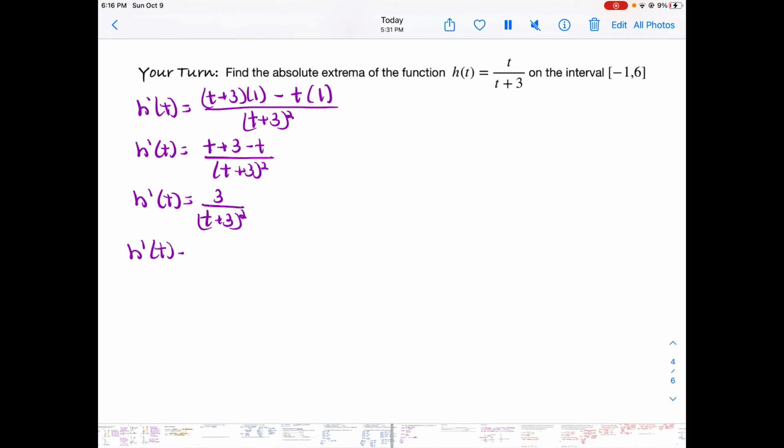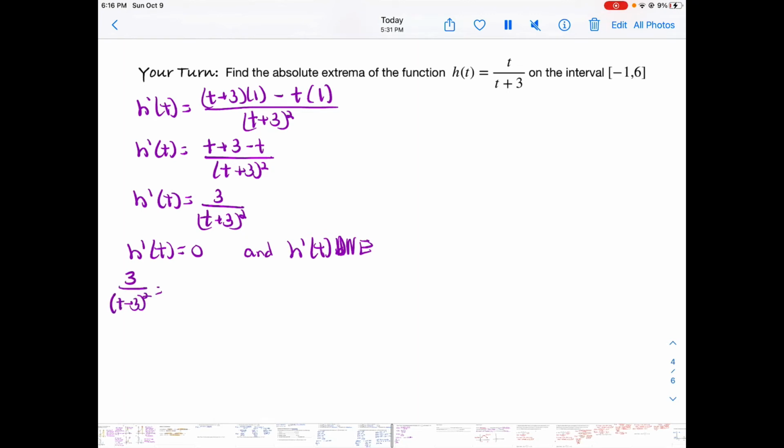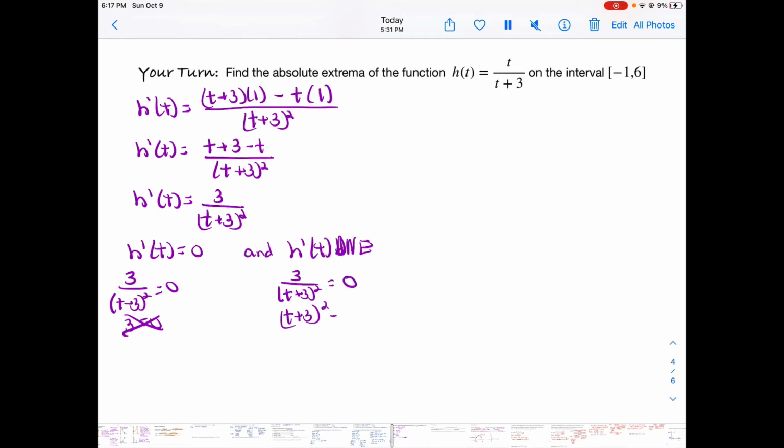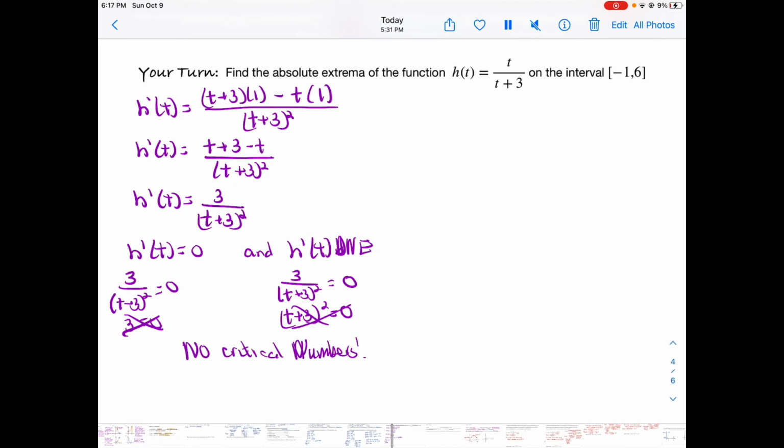And then our critical value, remember, is when our derivative equals 0 or our derivative does not exist. So let's figure out when our derivative equals 0. Again, it's a rational function, so the derivative will be equal to 0 when the top equals 0, but 3 will never be 0. So we throw that one out. Then we figure out when our derivative does not exist. Well, our derivative does not exist when the denominator equals 0. And if I square root each side, I get t plus 3 is equal to 0. Subtract the 3, I get t equals -3. But -3 is not in the interval of -1 to 6. So therefore, in our given closed interval, there are no critical numbers.